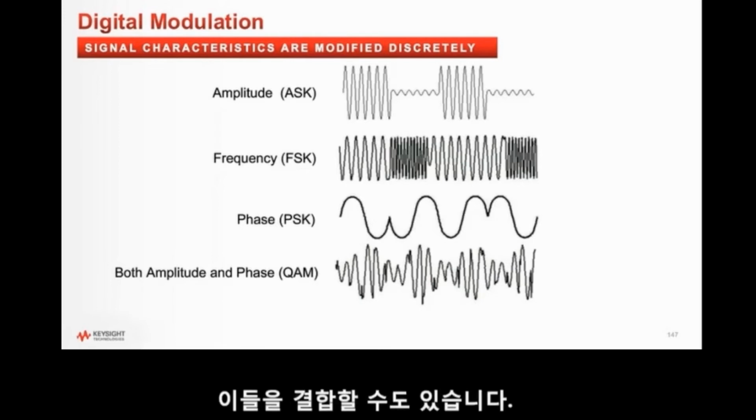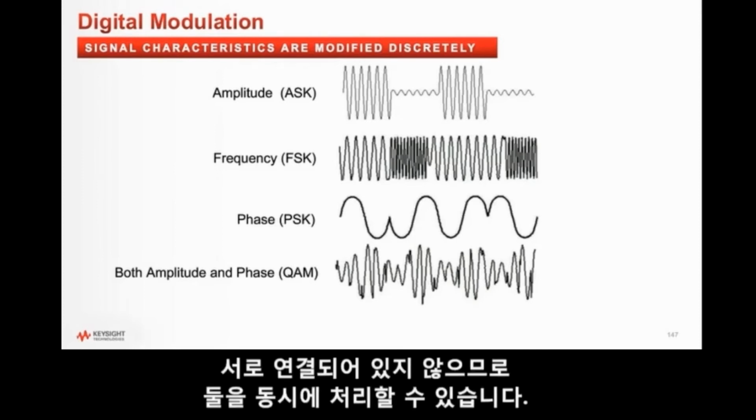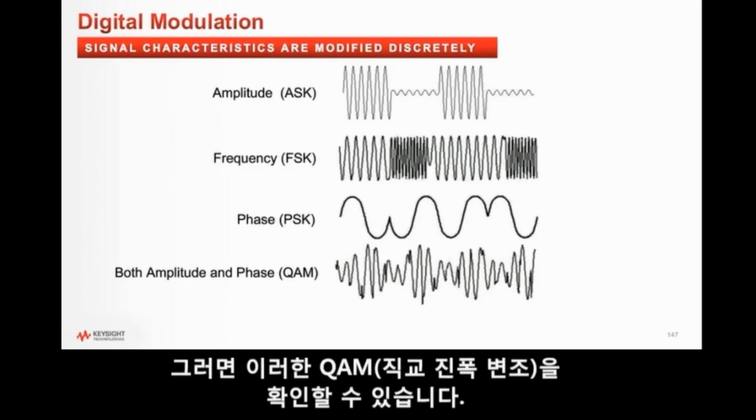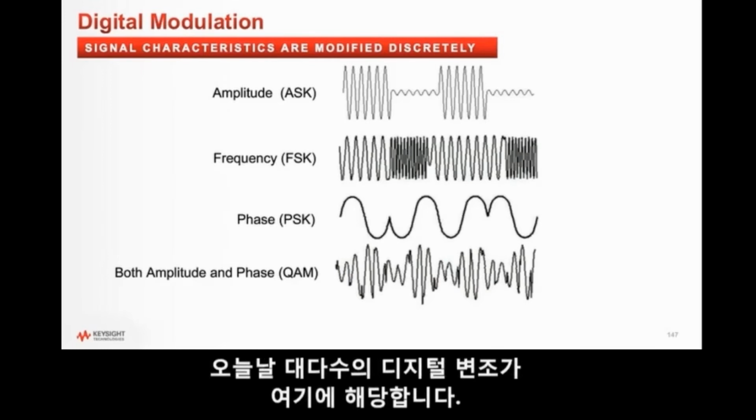We can also combine these. Amplitude and phase, those are orthogonal. They aren't really linked together, so you can do them both at the same time. And that gets us to this quadrature amplitude modulation. That's really what most digital modulations we see today are.